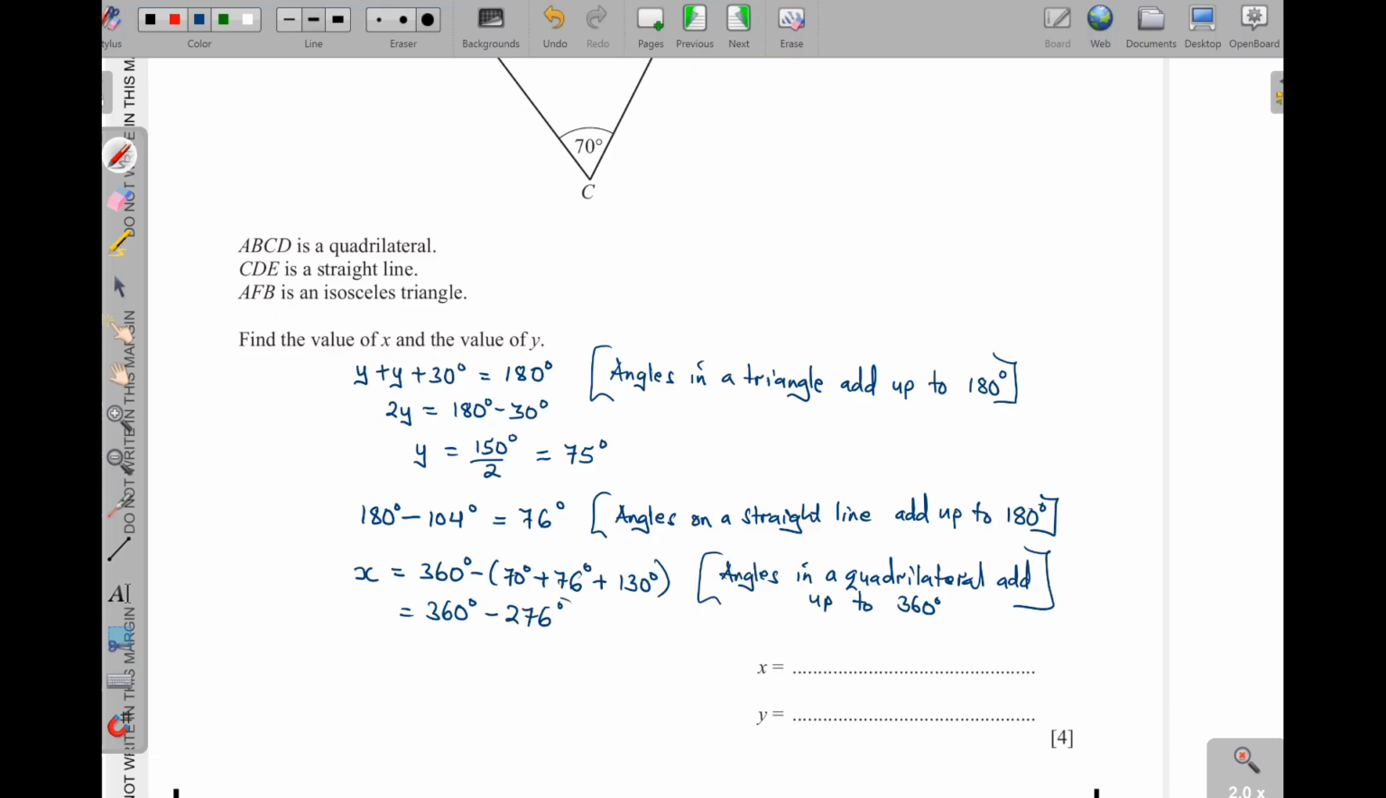Now we are remaining with 24 to go to 300, not so? Then there is a 60 here. So we add the 60 to the 24, and it will give us 84. Yes, so this becomes 84 degrees. So our x is 84 degrees and our y is 75 degrees.